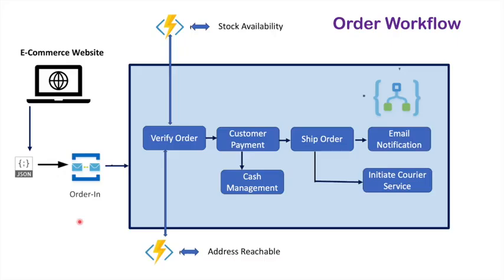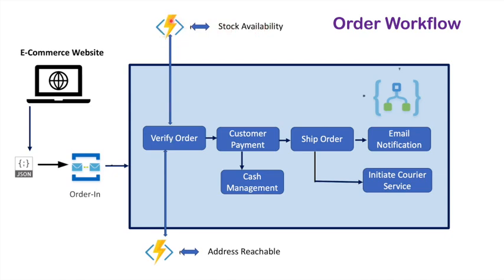Suppose you place an order on any e-commerce website. What happens behind the scenes? The moment you place the order, it is made into JSON format and goes to the message queue, because there are many orders. Then it hits one workflow. This complete workflow is called the order workflow. Once they get the order, they first verify it, and to verify the order they check if stock is there or not, and they call one small function app.